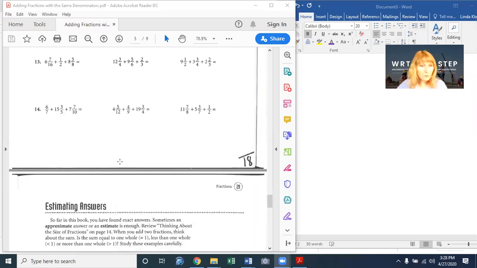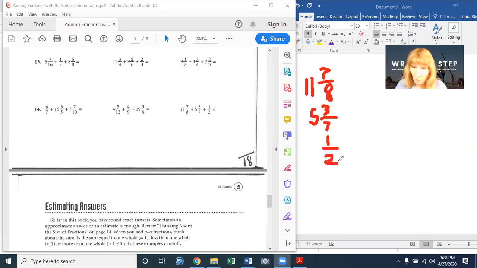Getting harder and harder. So let's do this one right here, 11 and 7/8 plus 5 and 3/7 and 1/2. So 1/2 is going to be lined up with the fraction side, not with the whole number side. Okay? So now we have to figure out what number on the bottom can we use for an 8, a 7, and a 2.